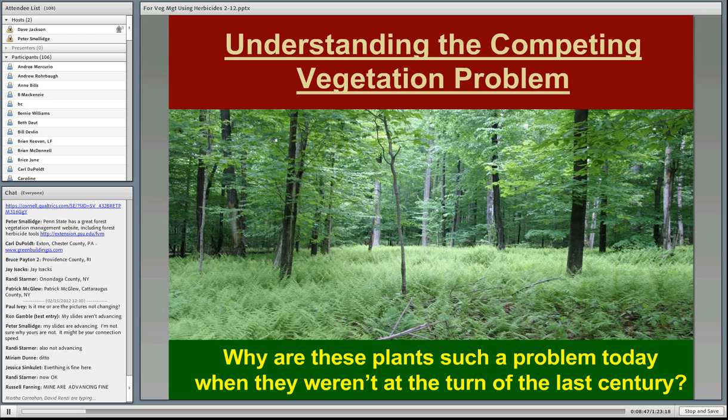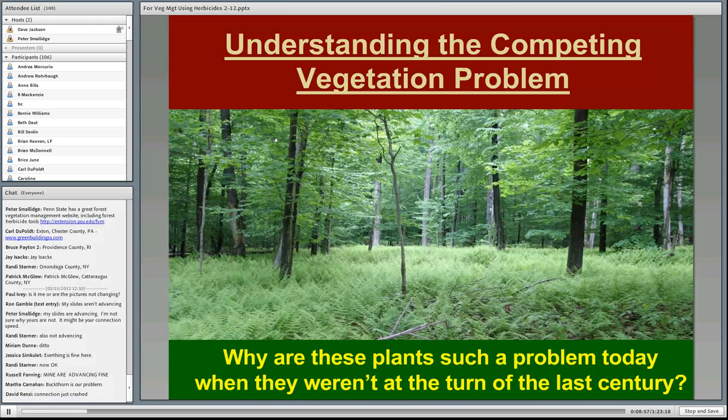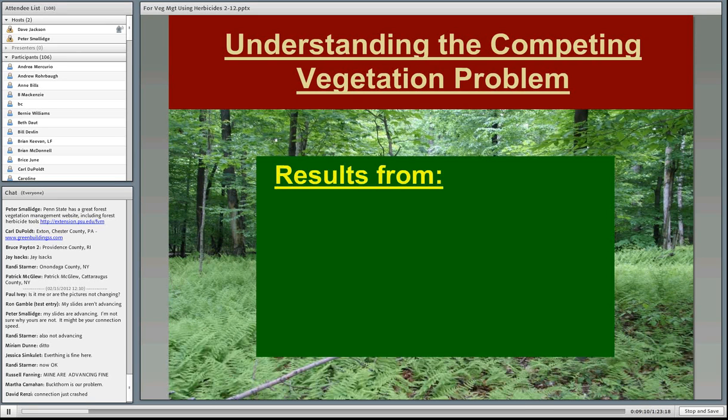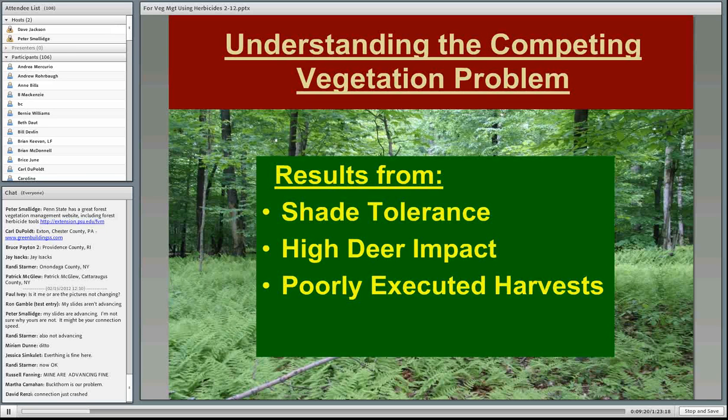So how did those forests regenerate and bless us with the resource that we have out there? When we look at what we have and what we're harvesting today, we're kind of writing this new history on the landscape, and we're dealing with many of these competing plants, this competing vegetation that wasn't a problem back then. So here's some of the issues that we're dealing with that may be different. So it results from number one, shade tolerance, and we'll get into each one of these in some detail. High deer impact, poorly executed harvest, and exotic and invasive plants.